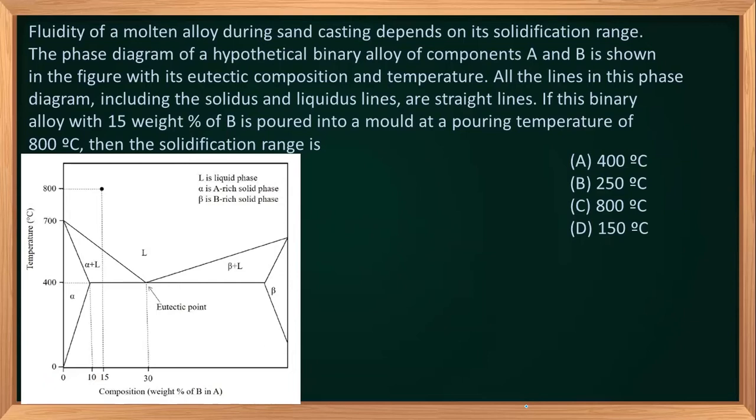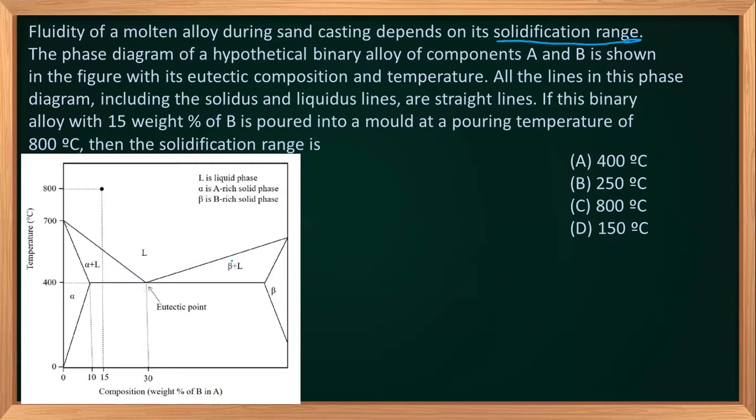What it says is that the fluidity of the molten alloy during sand casting depends on its solidification range. We know that an alloy does not have a particular melting point, so it solidifies through a range. The phase diagram of a hypothetical binary alloy of components A and B is shown in the figure. It shows the eutectic composition and its temperature. So it's a eutectic reaction, where one liquid changes to two solids, liquid changing to alpha and beta. This is known as the eutectic point, and this is known as the eutectic temperature.